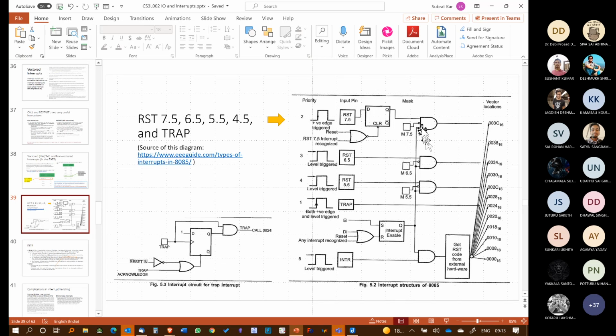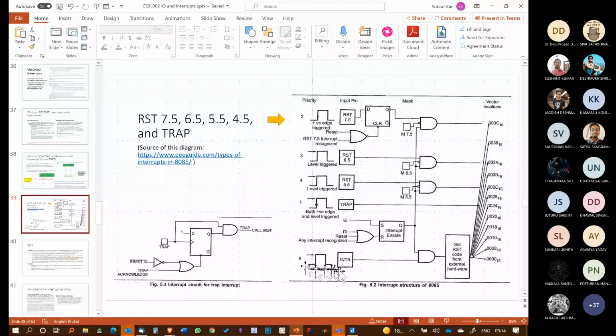there is a third pin on this AND gate which comes from the interrupt enable. So only if this is interrupt enabled, so EI is high, set. So if it is set and disable interrupt is not set, reset is not set, interrupt recognized is not set, then this will enable these AND gates. So these three will get enabled and the INTR will also get enabled. But trap is a direct hotline to the microprocessor.